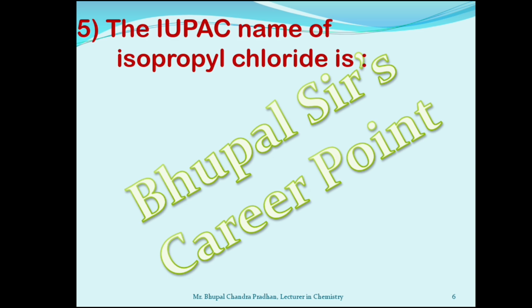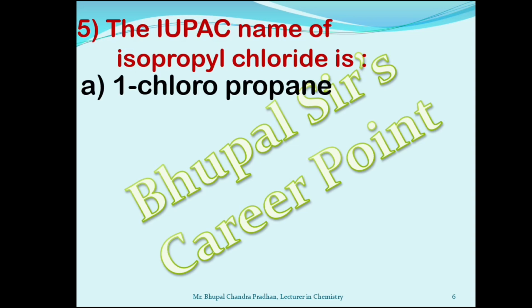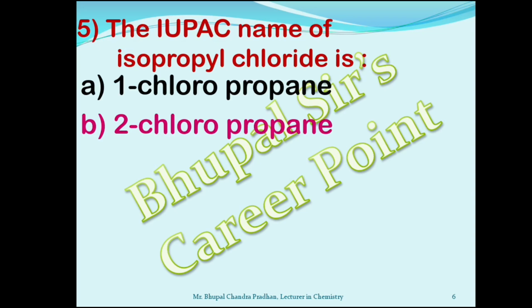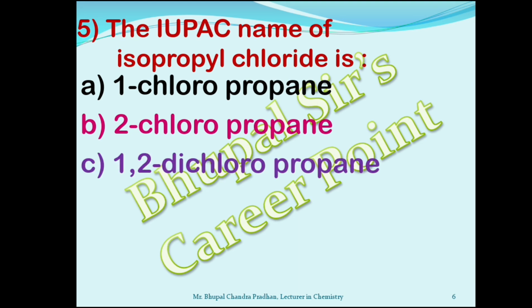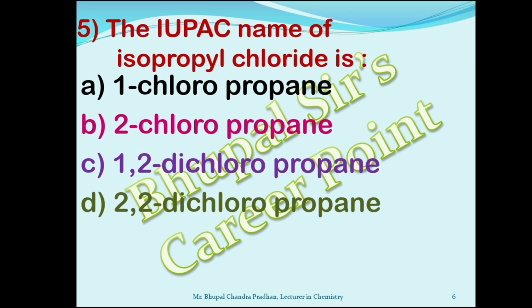Let us come to question number 5. The IUPAC name of isopropyl chloride is: option A, 1-chloropropane; option B, 2-chloropropane; option C, 1,2-dichloropropane; option D, 2,2-dichloropropane. Students try to give the answer.